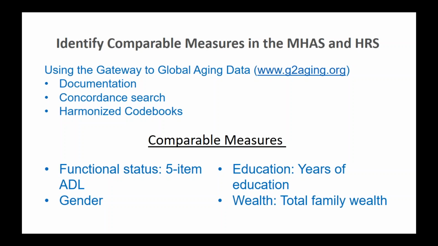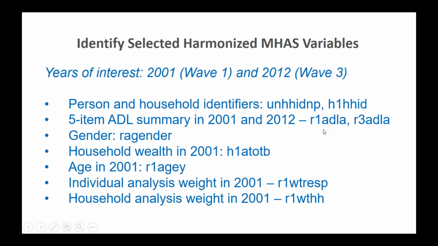We could use education if we wanted to model SES, but perhaps instead of using education, we would like to look at wealth, to see whether the amount of resources that people have might have an influence on the likelihood that they would become disabled over a given period of time. So we've got our measures now.